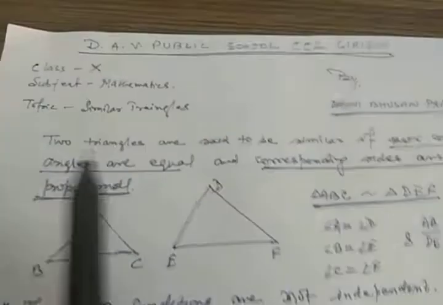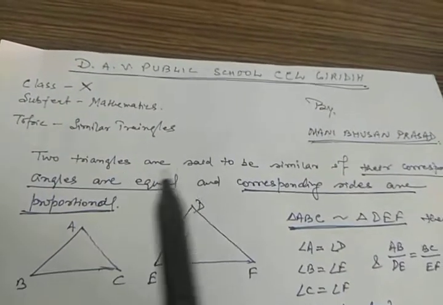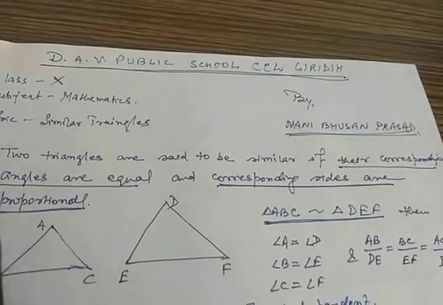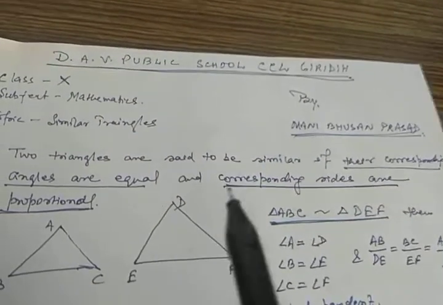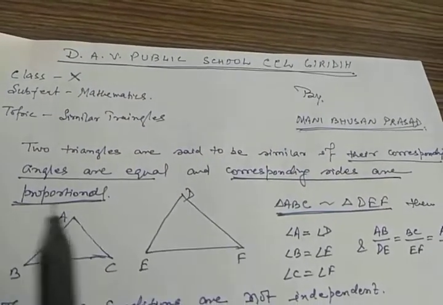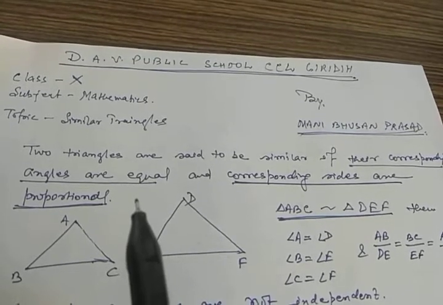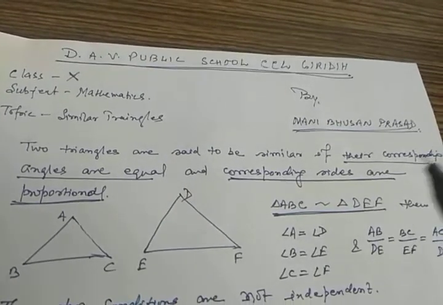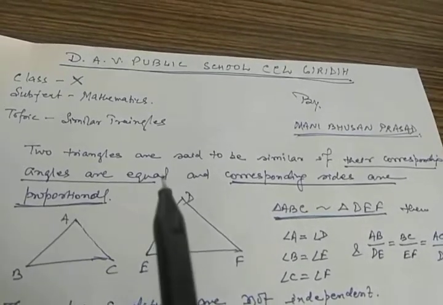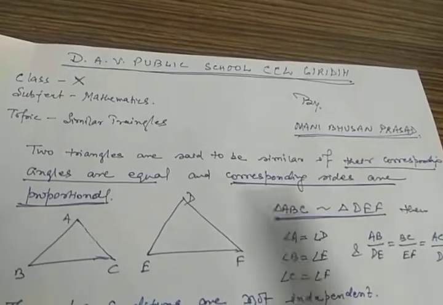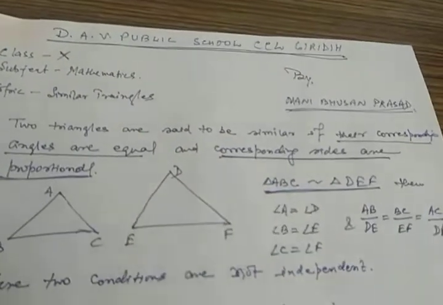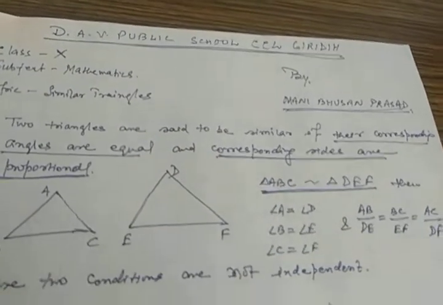What is the condition? Two triangles are said to be similar if their corresponding angles are equal and corresponding sides are proportional. What is the condition for similarity of two triangles? Their corresponding angles are equal and corresponding sides are proportional, whereas in case of congruency, corresponding sides are also equal. Isn't it? Just see here.